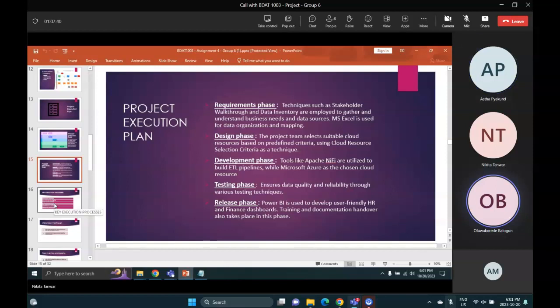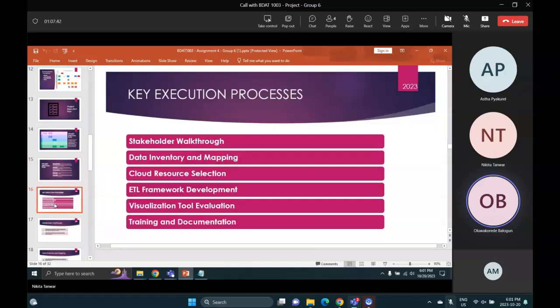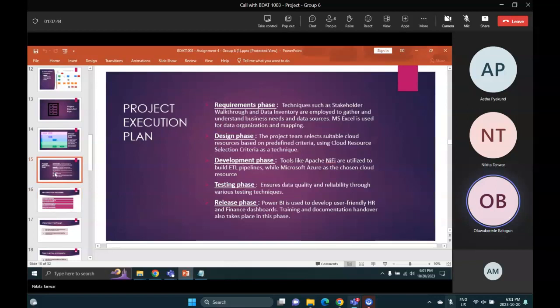For the requirements phase, techniques such as stakeholder walkthrough and data inventory are employed to gather and understand business needs and data sources. For the design phase, the project team selects suitable cloud resources based on predefined criteria.